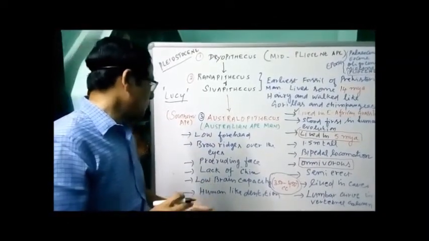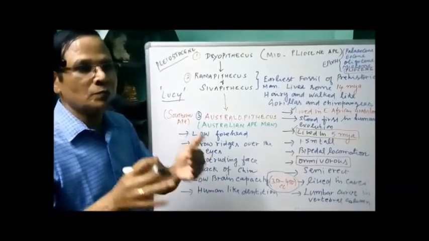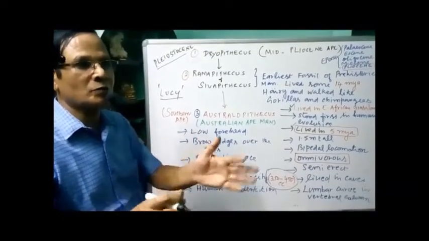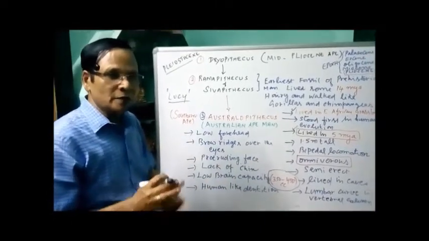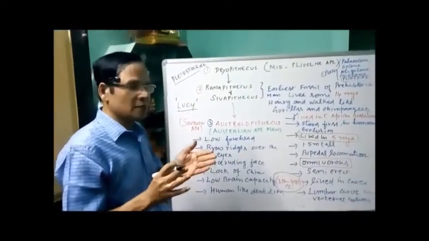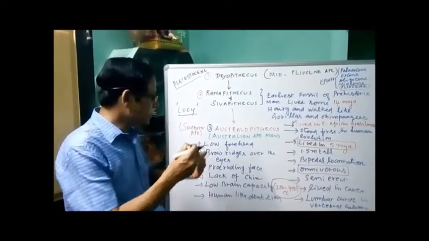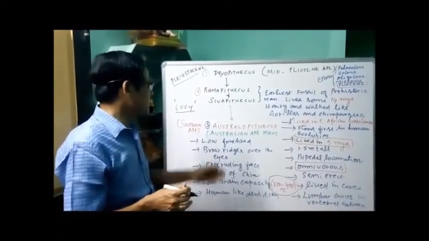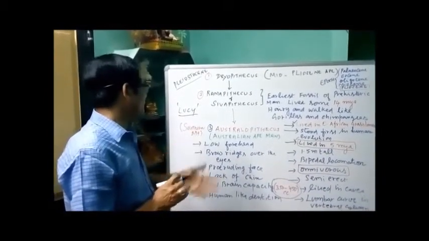Then low brain capacity, as I mentioned, and also they had a dentition similar to modern humans, namely Homo sapiens. So the Australopithecus is believed to be the first man-like human being, and it is believed that we have originated from Australopithecus, just like apes. Okay, this is about Australopithecus.